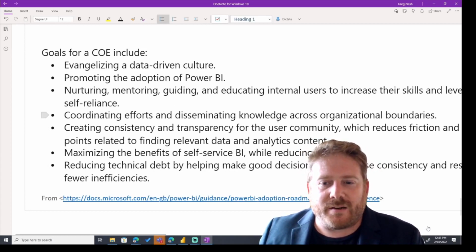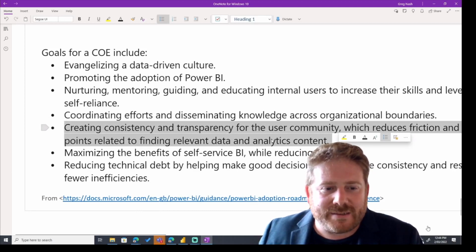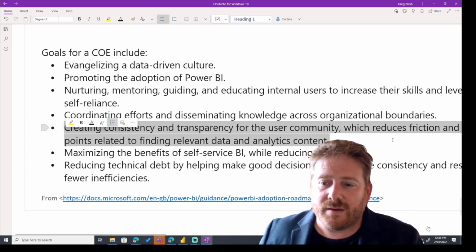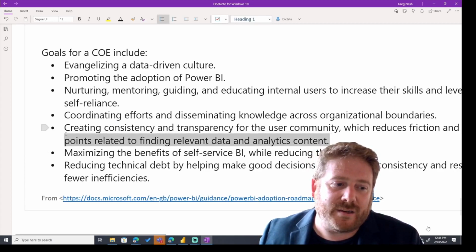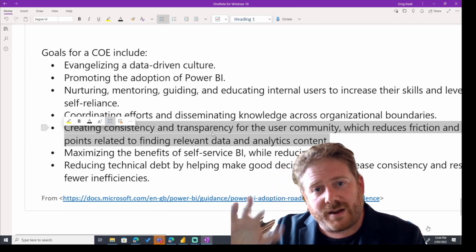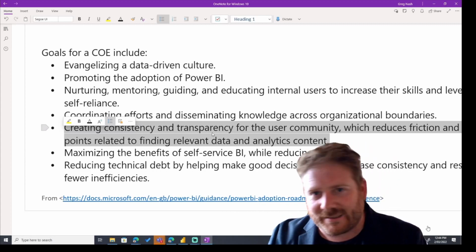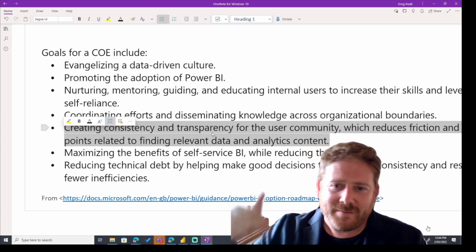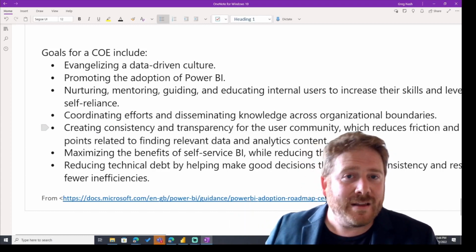Coordinating efforts, disseminating knowledge across organizational boundaries, creating consistency and transparency for the user community. So that's your community of practice. Reducing friction and finding relevant data and analytics content. I think that's really important, is that sometimes you get a little bit of, how should we do this? Should we format our slicers this way or that way? What do we do with date slicers? Should we use buttons? Should we do it by month, day, year, week, time? Like how do you do this stuff in our organization?